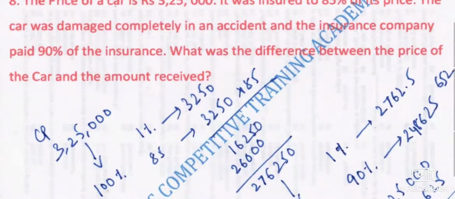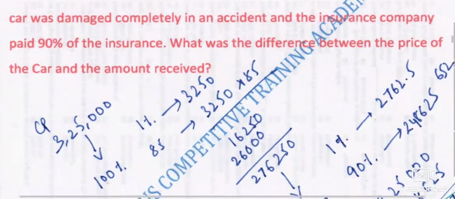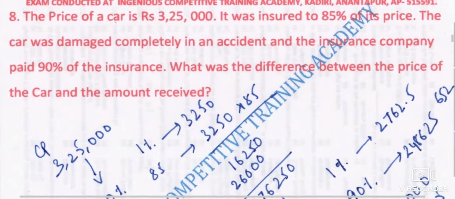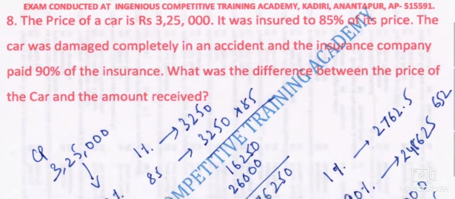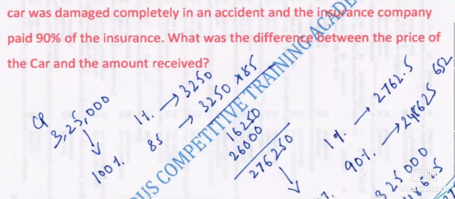So now the total percent is 100%. If 1% is asked, then directly 3,250 is the right answer. Then whatever has been given, it was insured to 85% of its price. So that 85% is 2,76,250, which is the right answer. Then, what is the difference between the price of the car and the amount received?